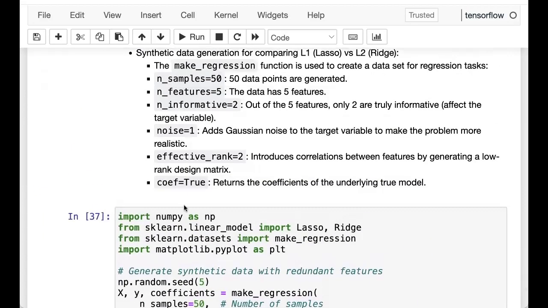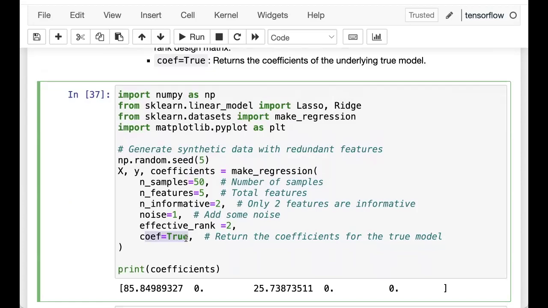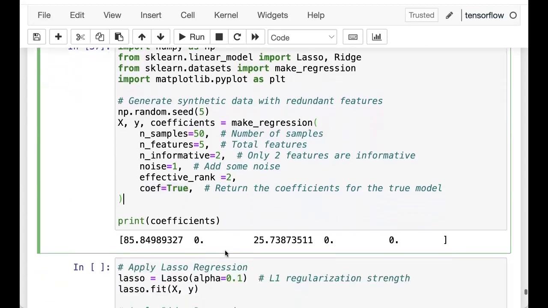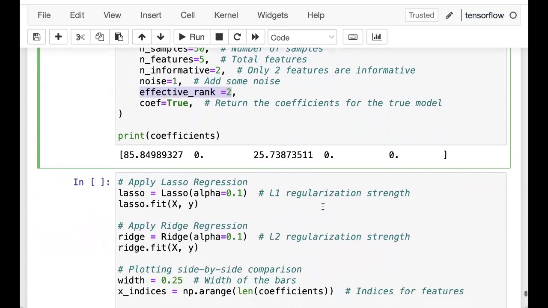So one of the options here is to set coef equals True to exactly tell me how the data was generated. So in this case, as we mentioned, we have 5 features. So we need to have 5 thetas. And you can see that only 2 of these thetas are non-zero because of this n_informative equals 2. And also I reduce the rank of this data matrix to 2 to make sure that we have some correlations between these input features.